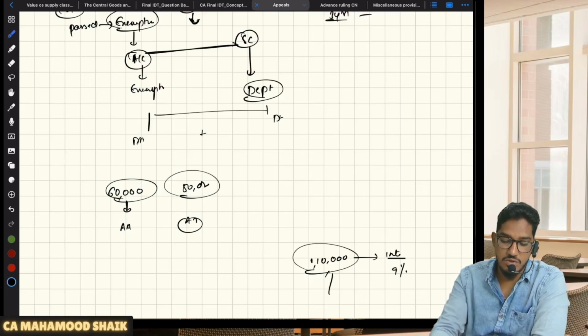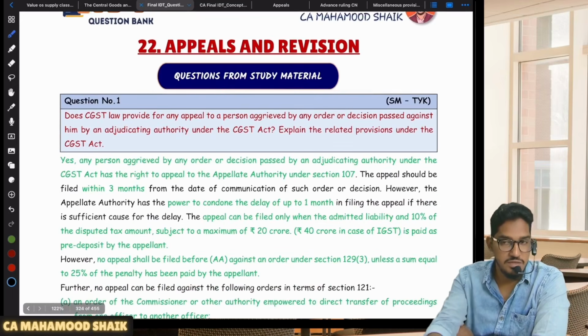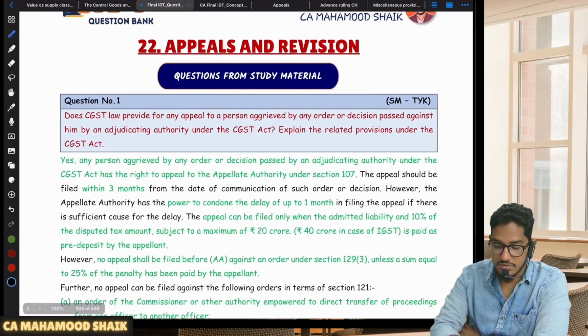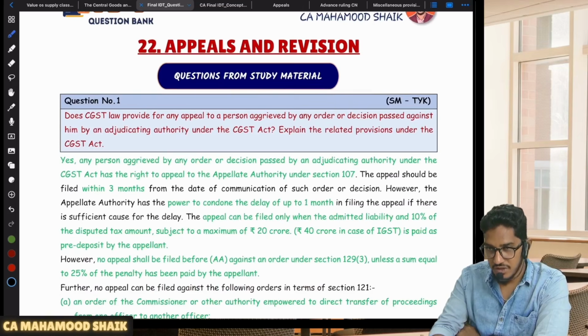This is a major discussion. Whatever we had in the previous session, we'll try to quickly do now. Appeals, very simple questions will be there. But in these answers, I will be asking you to make changes at various places. Why? Because there were amendments.